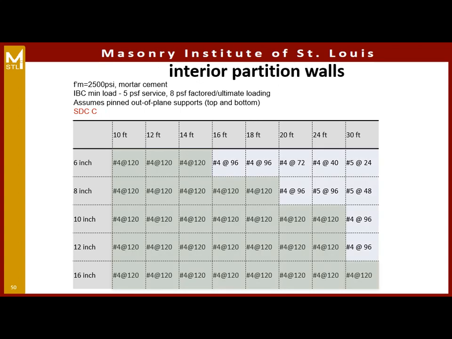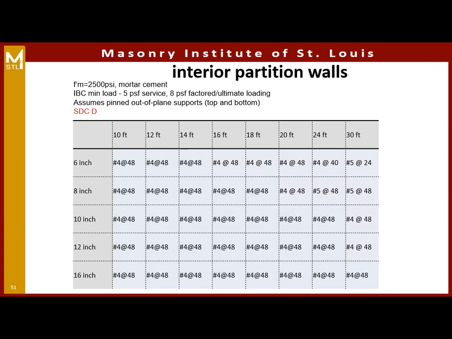If we were in seismic design category C, the code no longer allows unreinforced masonry. So all the cells on the previous slide that said none now just changed to number 4s at 120. So that's still very little reinforcing that is required. And you can get the idea that if we had a project with a lot of masonry partition walls where maybe there was a note that said maximum reinforcing spacing is 48 inches on center, we'd end up with quite a bit more reinforcing than we would need in this area.